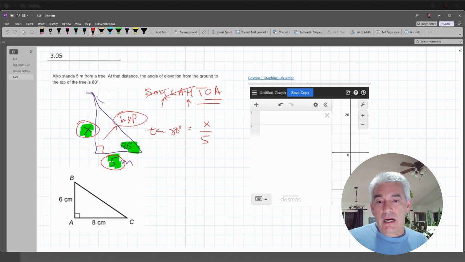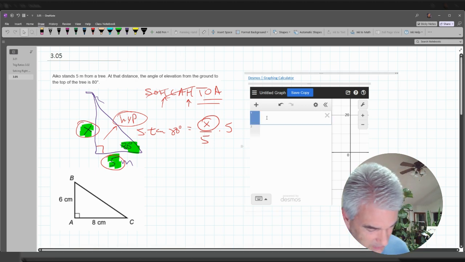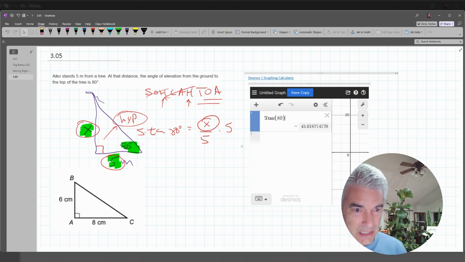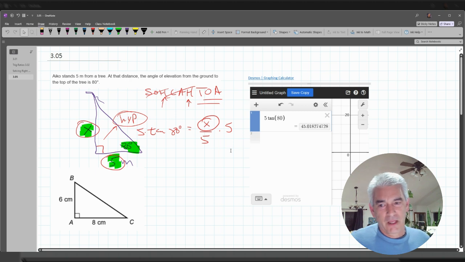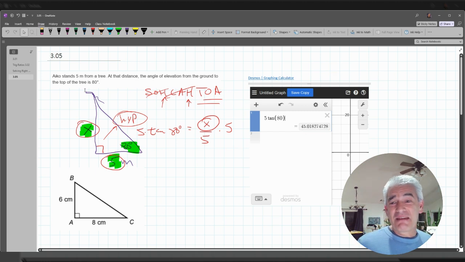So I need to solve for x. I'm going to multiply both sides by 5. I'm going to plug this into Desmos real quick. So 5 times tan of 80, and I get 45. So 45, that could be reasonable. I do want to make sure that if I were to get a negative number over here, I know for sure it wouldn't be reasonable. 45 feet high might be. 80 degrees is a pretty steep angle, so that is reasonable to me.